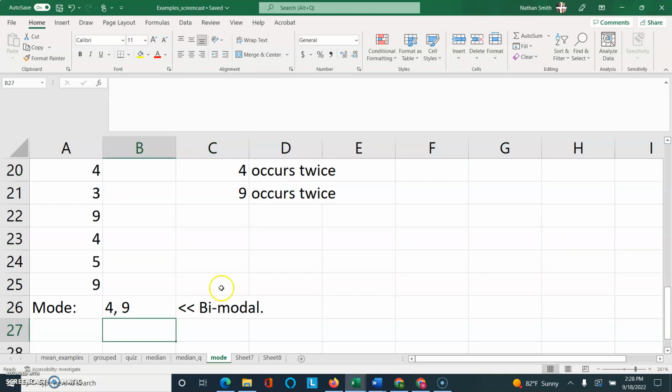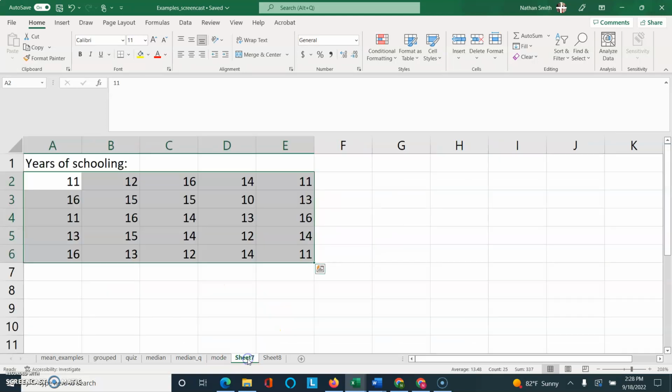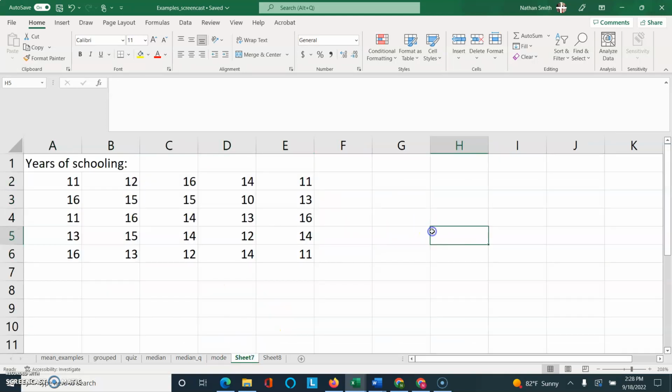Okay. So the last thing you guys are going to do for this quiz, here is a data set where I've taken, it looks like 25 people, and they've been surveyed for how many years they've been in school. And I want you guys to find out and answer what is the mode of that data set.